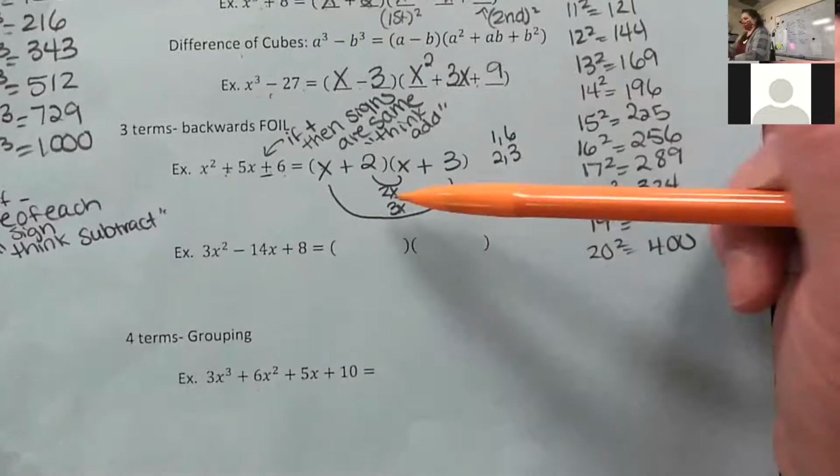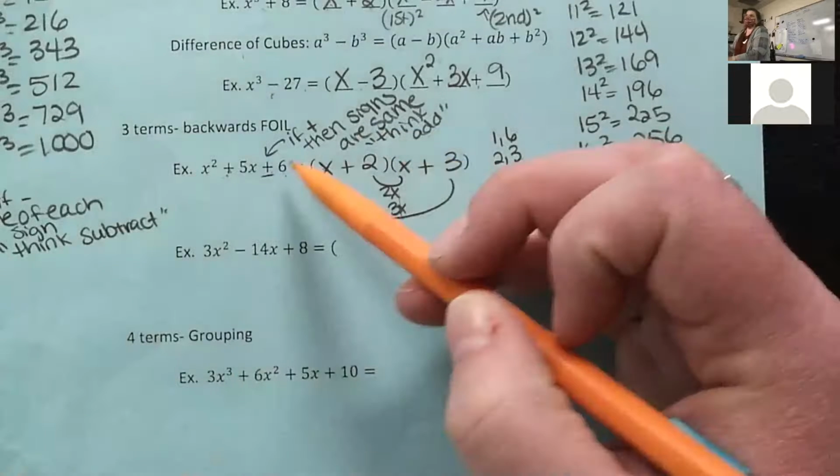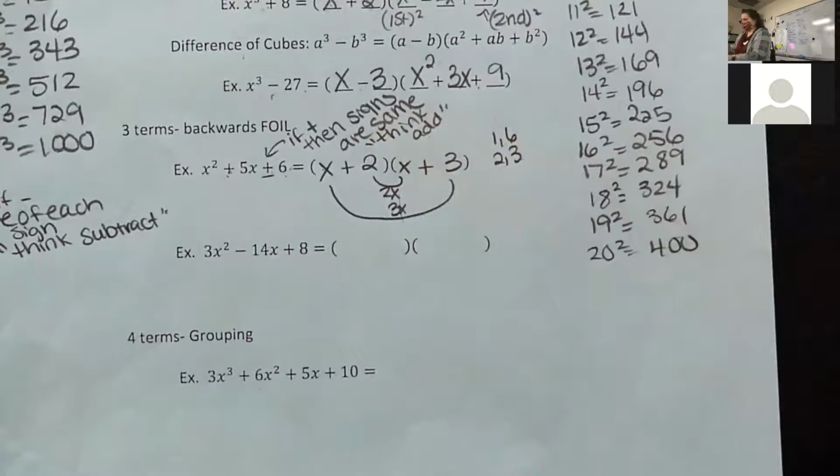Okay. Does that get me to that 5x that I needed? Yes. Yeah. And then 2 times 3 was 6. Do you see how it got back there? Yes. Okay. Let's try another one.